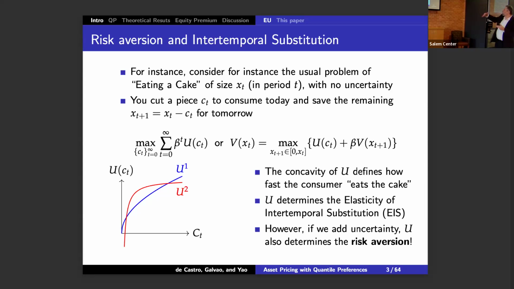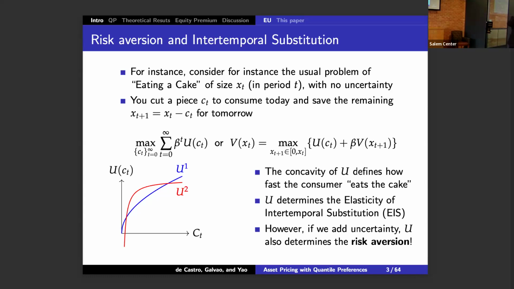But the U also tells you how, well, one of the characteristics of the U here is that if you have a very bad U like this, the utility for a very small piece is very, very bad. So you don't want to get a small piece because it's very bad to you. So you want to save a lot. And this is not determined by the beta, it's determined by the U, okay? Okay, so far so good.